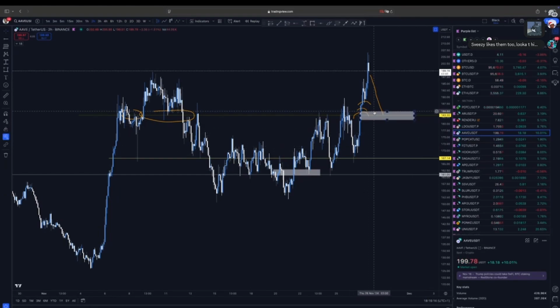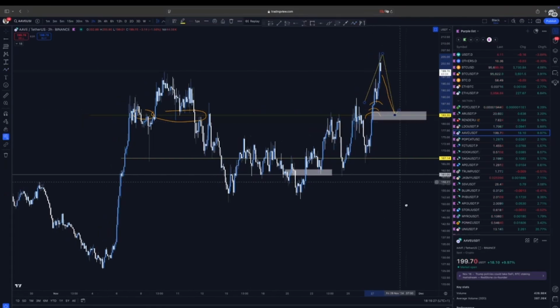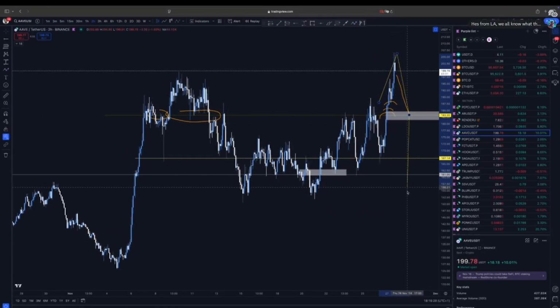What happens when you place limit orders and BTC decides to be difficult? You get the go up, you get the retest, you get this, and it just tanks. It just tanks all the way down here, right?